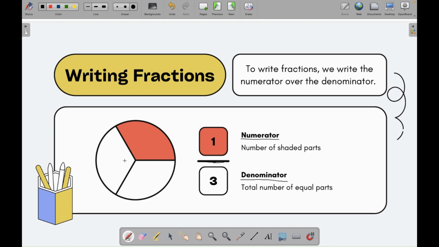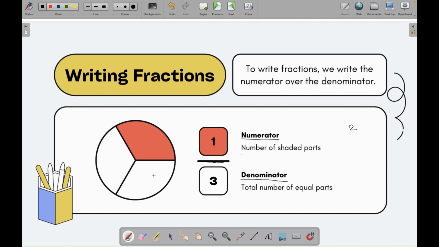Denominator means the total number of equal parts that I'm dividing a figure into. Okay. And the numerator means the number of shaded parts or the number of parts that I'm interested in. Okay, so here I may be interested in the shaded portion. I may also be interested in the unshaded portion. So if I'm interested in this shaded portion, my numerator will be 1. If I am interested in this unshaded portion, my numerator will be 2.